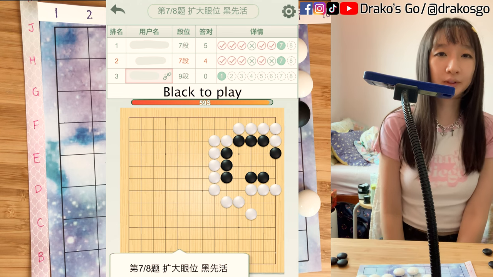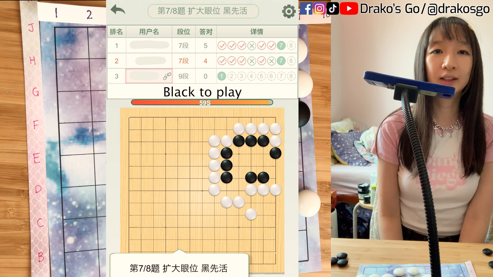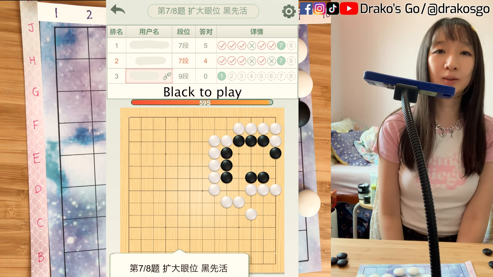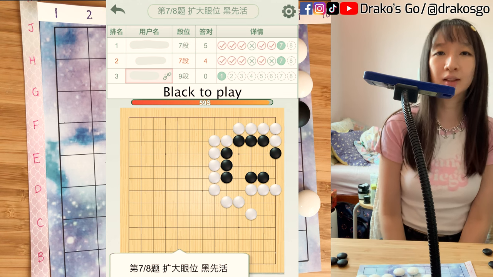Here's another example from the Fox 死活题 对战. I'll give you some time to think about it. It's black to play, 黑先活. 黑 means black, 先 is like 黑先 is black goes first, 活 is to live.